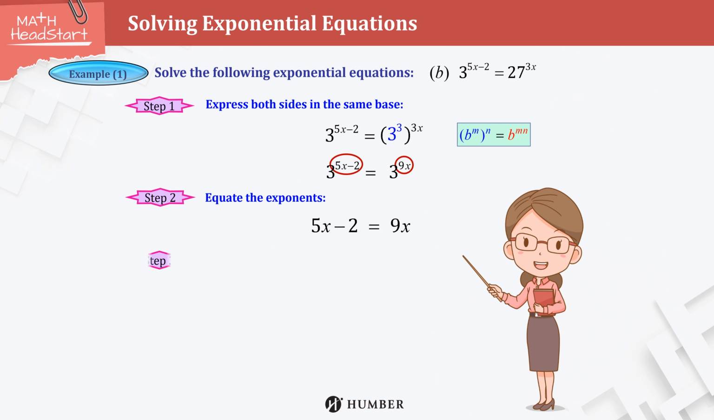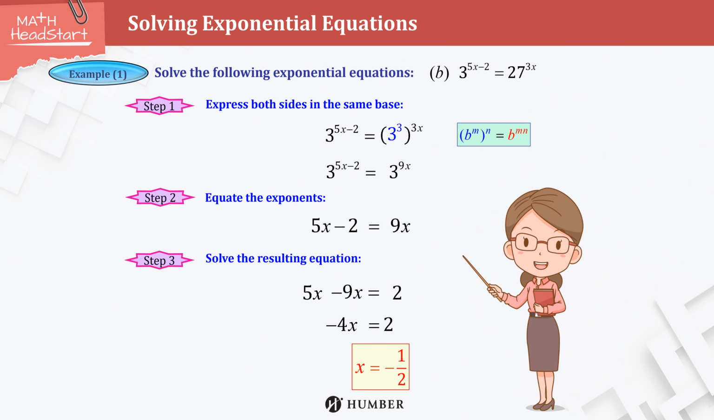Lastly, we solve for x. We move the 9x term from the right side and move the constant negative 2 to the right side to get negative 4x equals 2. Finally, divide both sides by negative 4 to get x equals negative half.